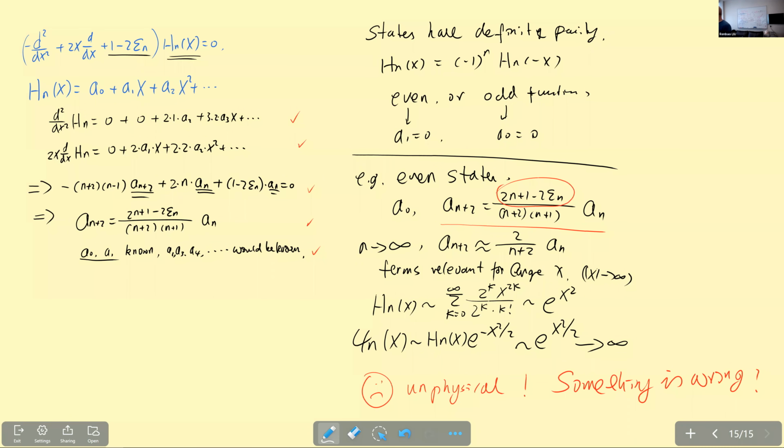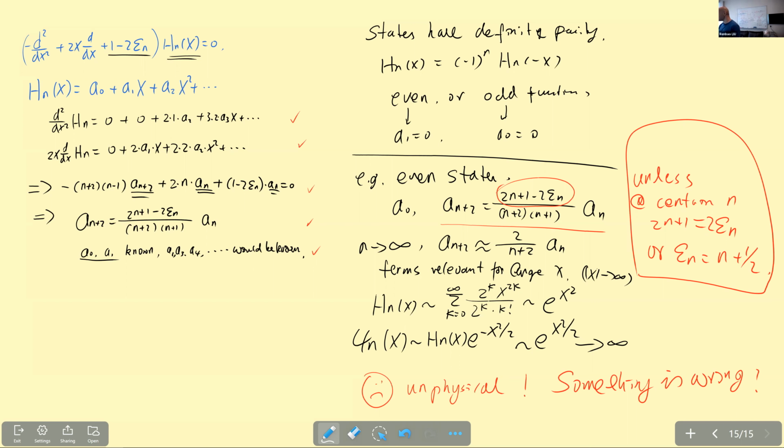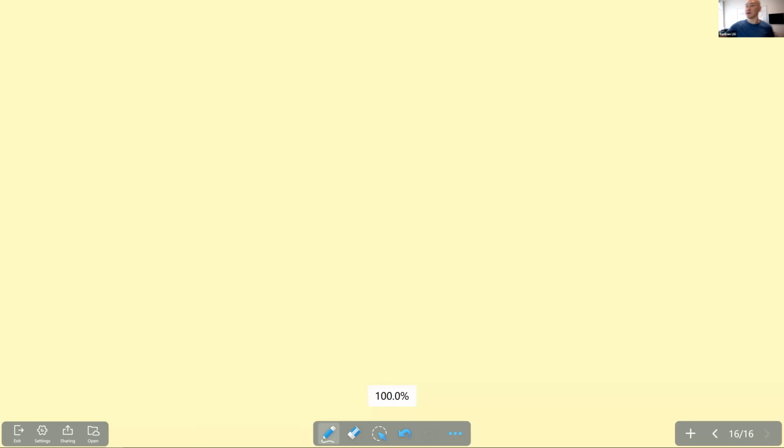Unless at a certain point, unless at a certain m, you have 2m plus 1 equals epsilon m times 2, or epsilon m equals m plus 1 over 2. Remember the solutions that you have guessed, right? So that means the well-behaving requirement.